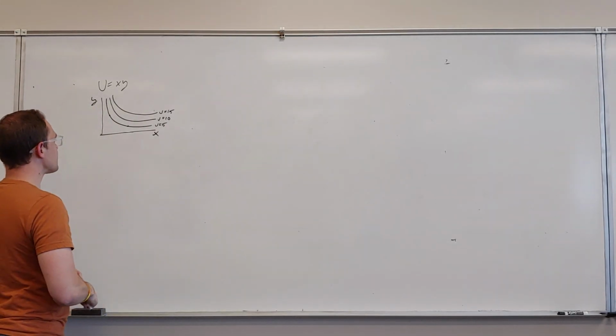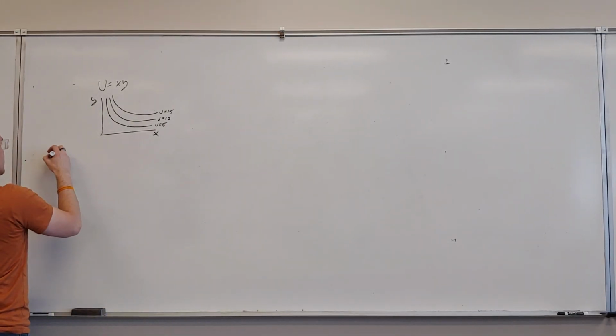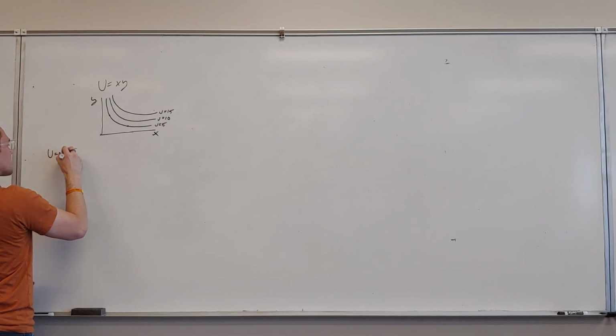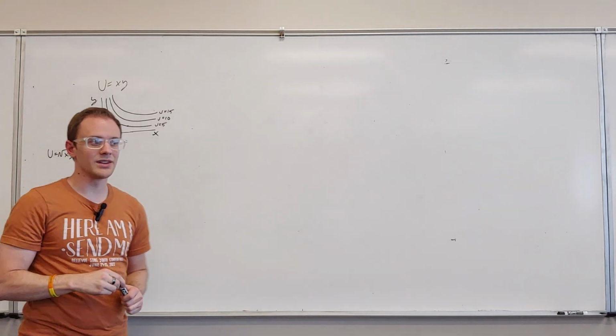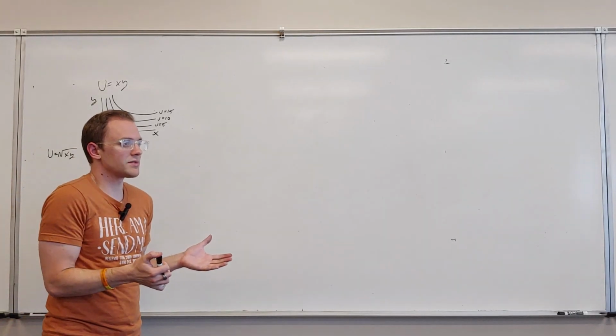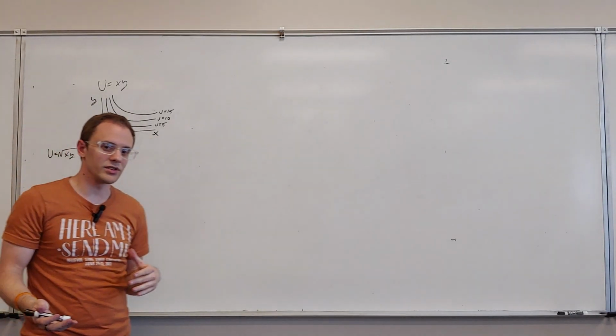Okay, so let's say we have a utility function that looks a little bit different, like root xy. All right, utility, as you can see, is kind of an abstract concept. Because utility is an abstract concept, what does it mean to have 5 utility? No one knows.